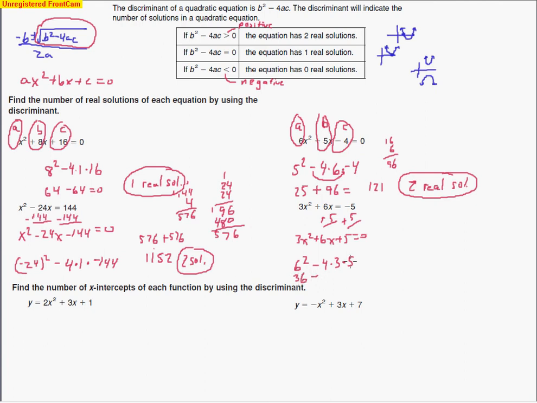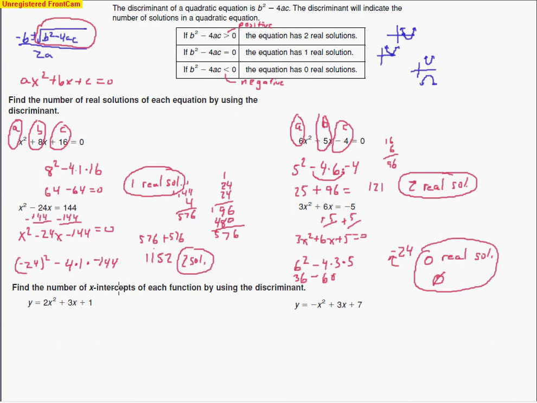36 minus, now we go ahead and multiply this. 12 times 5 makes 60. Well, that's going to give us a negative number when we do that subtraction. Let's see here, we end up with 24, and it's negative. So because of that negative sign right there, we'd say there are 0 real roots, 0 real solutions. Or you could say no solution would be another way to state that. Note that the answer is not 0, it's just 0 real solutions is what we're talking about there.